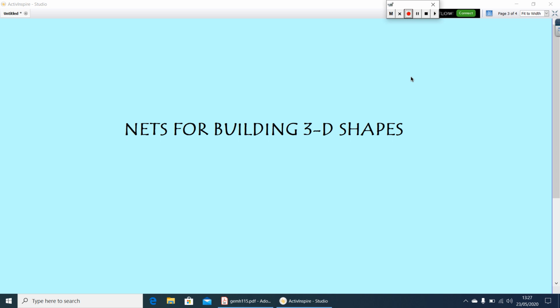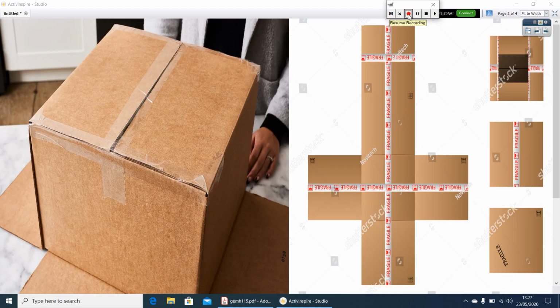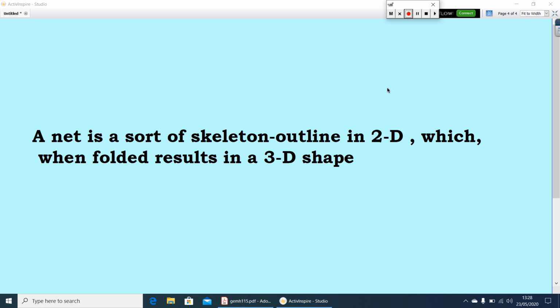Let us discuss how to build nets for 3D shapes first. First take a box. Cut the edges to lay the box flat. Now you are getting the net for the box. Then how can you define a net? A net is a sort of skeleton outline in 2D, which when folded results in a 3D shape.